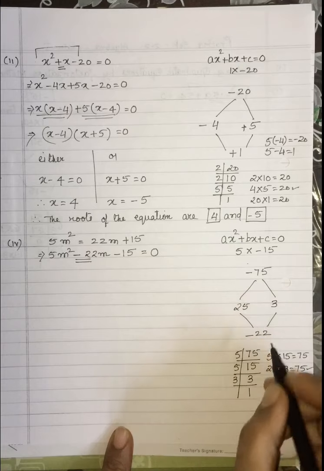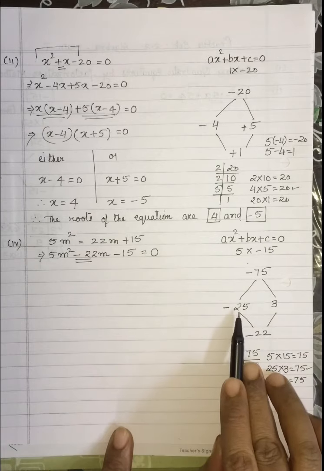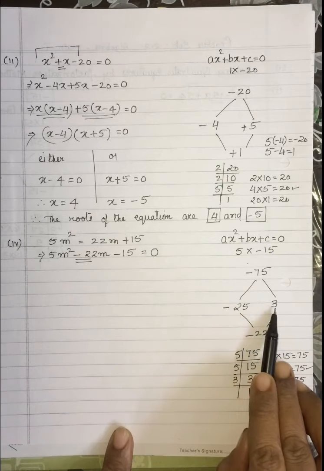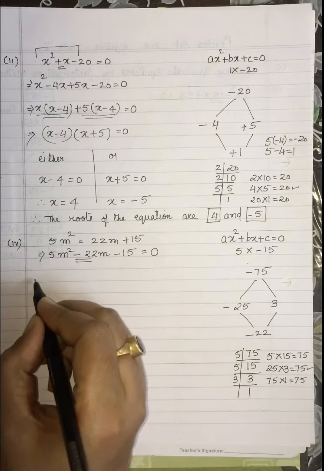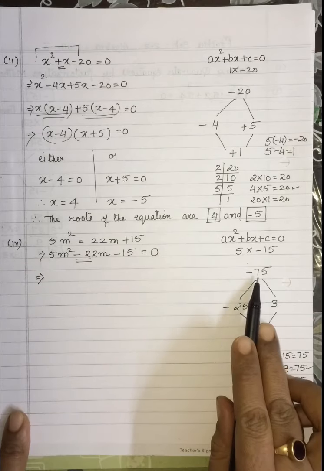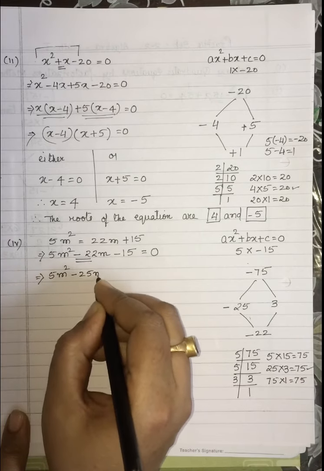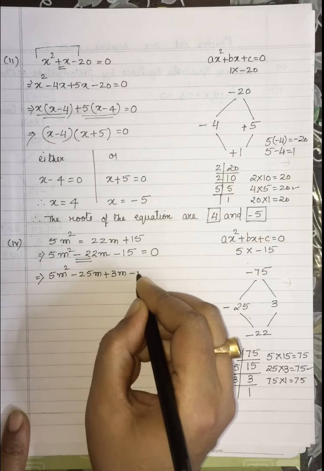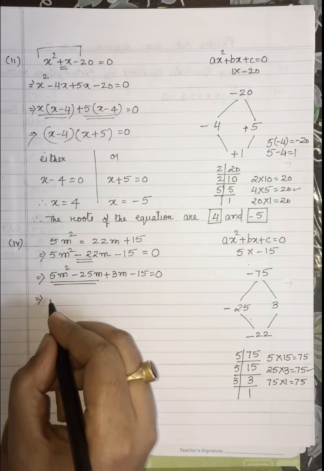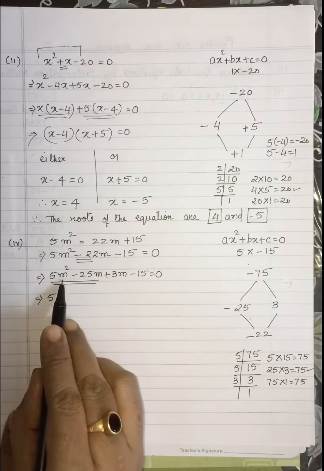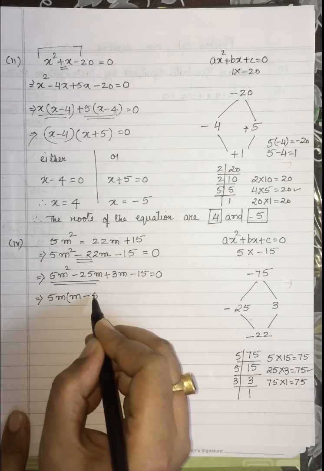See, children, the answer is negative. So the bigger number will have a negative sign, so that when you add the negative integer and the positive one, you will get negative 22. And when you are multiplying both, you are getting negative 75. So 5m square minus 25m plus 3m minus 15 is equal to 0. Here from the first two terms you can take 5 and m also common. You are left with m minus 5.